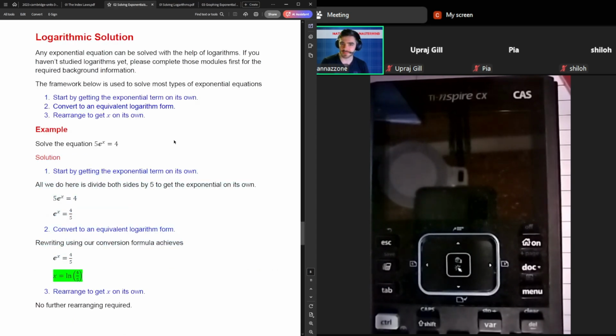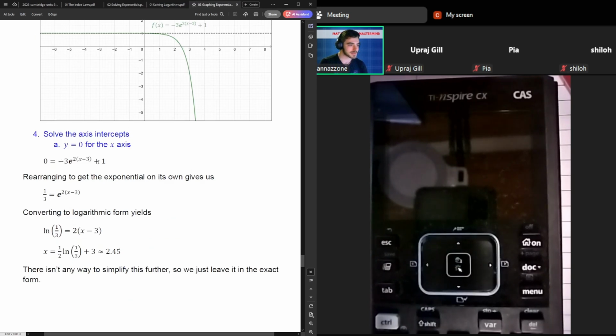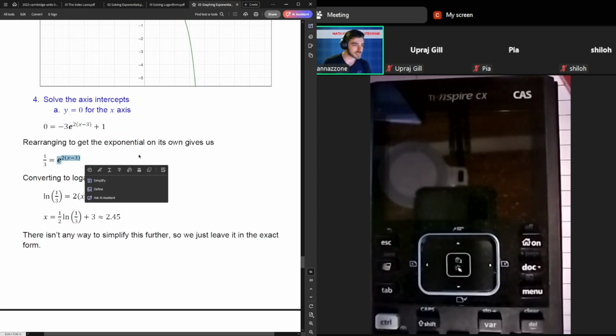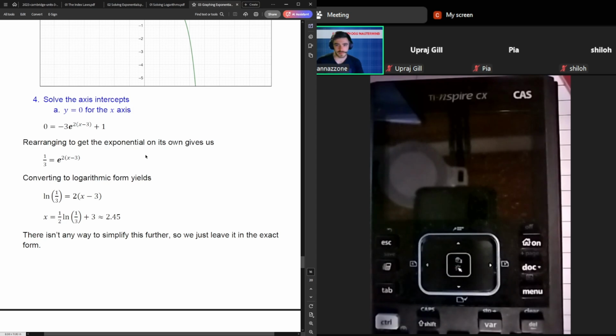The slightly more complicated example. So it would be subtracting 1, dividing by -3. That gets you the third over here. And then because you've now got the exponential on its own, you can flip that to a logarithm.